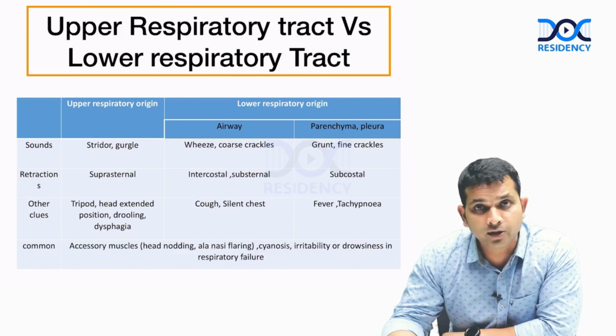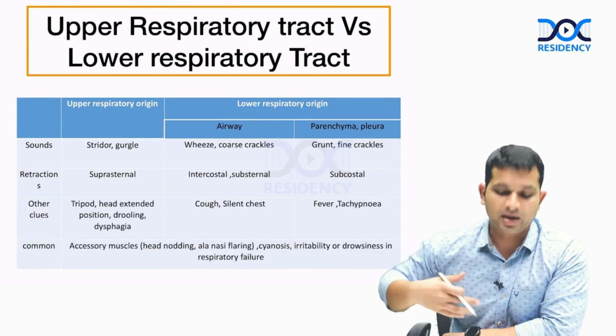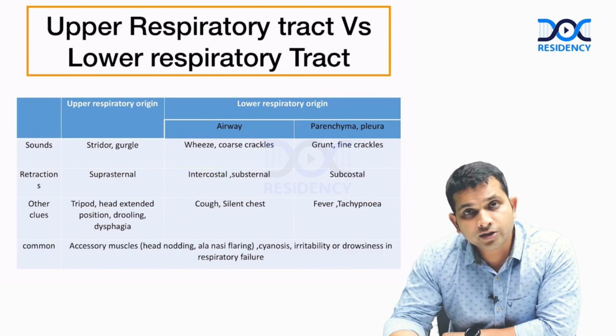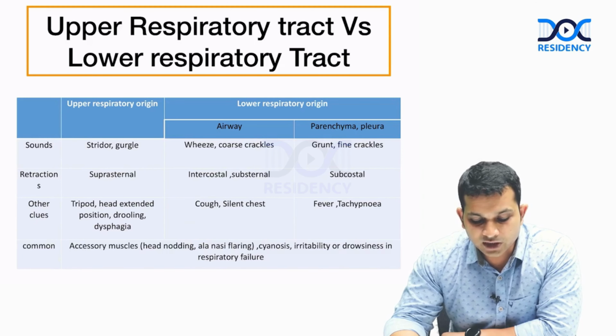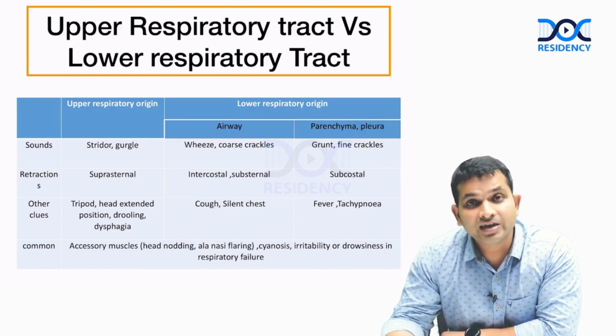Then we have lower respiratory origins. In lower respiratory origin, you have airways and then you have parenchyma. When we talk about airways in the lower respiratory tract, what do we see? We see wheeze, coarse crackles. And when we talk about the actual alveolar parenchyma, we see grunts, fine crackles.